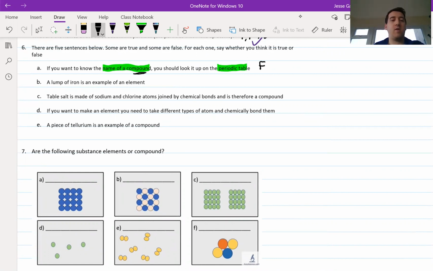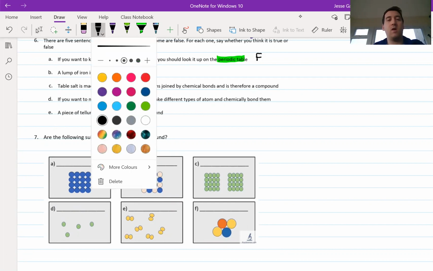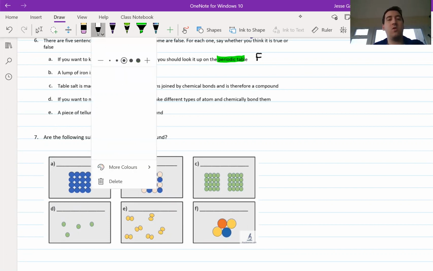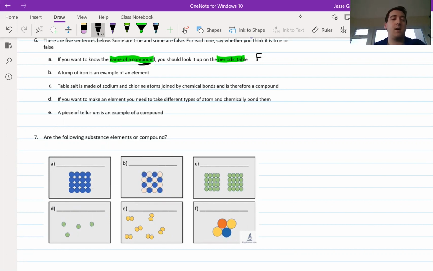You do the rest. And then for number 7, you have to look at the diagrams and say if they're elements or compounds. So I want you to pause the video and do that now, please. All right, let's go through them. You should only watch it if you have done these questions. Again, if you're not going to do the questions, you're wasting your time watching the video.